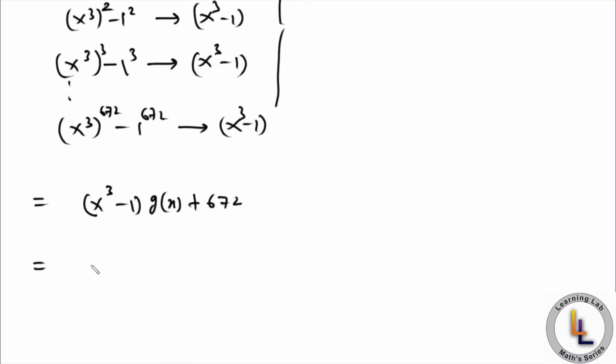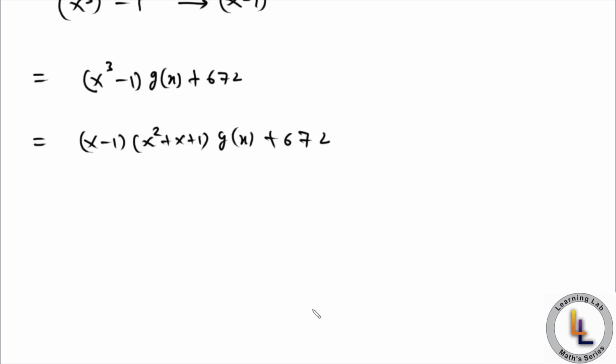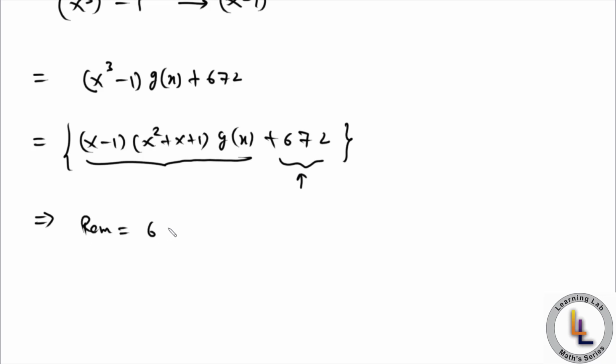Now x cube minus 1 can be written as (x minus 1) into (x square plus x plus 1) into g(x) plus 672, right? Now we have to find the remainder when this expression is divided by x square plus x plus 1. So clearly this part is already divisible by x square plus x plus 1. So what will we get as remainder? Obviously the remainder will be 672.